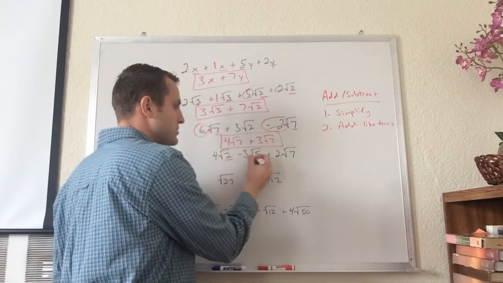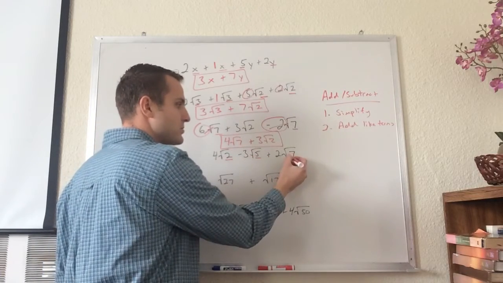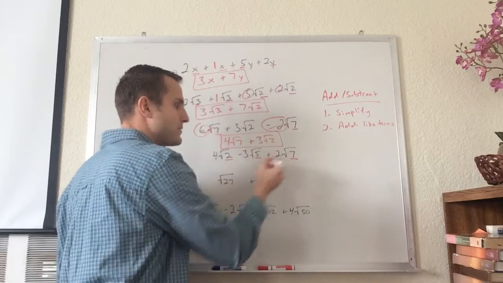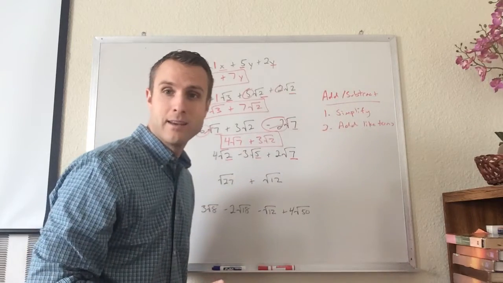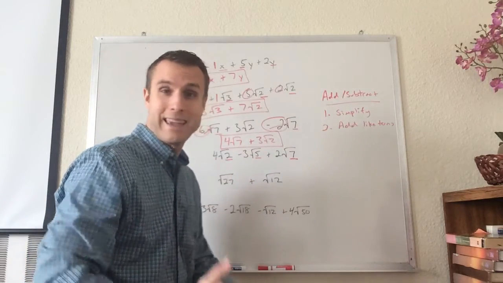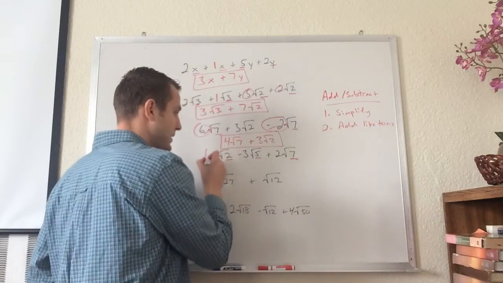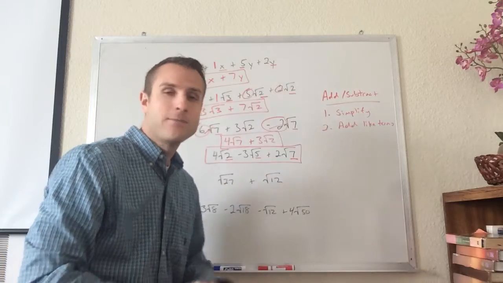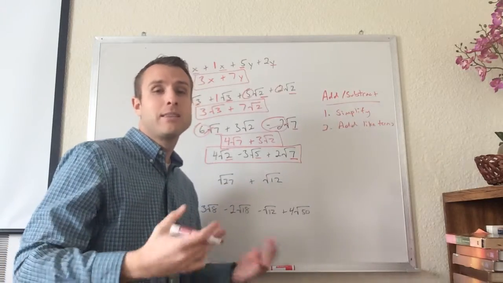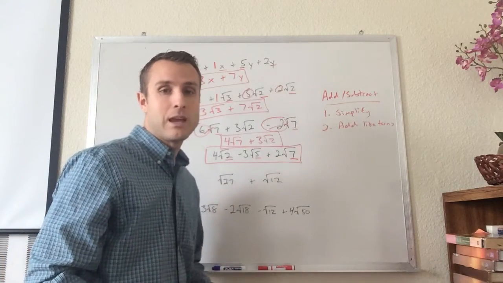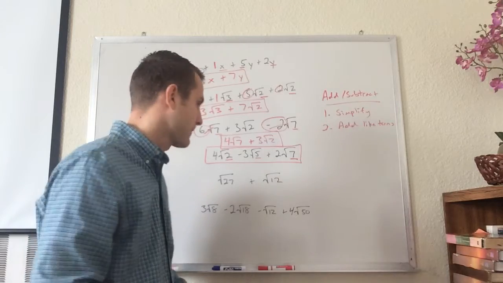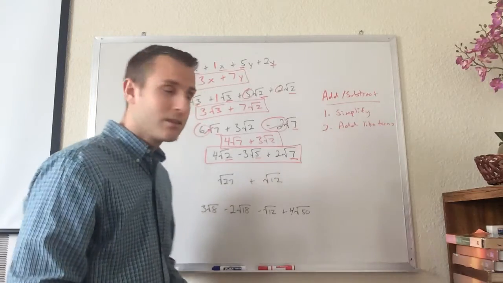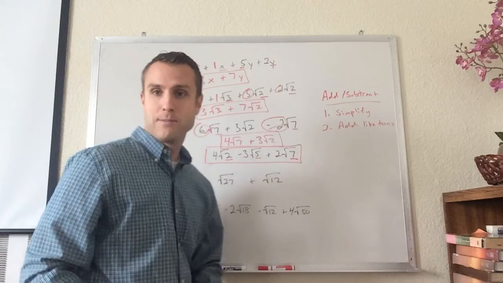Here, square root of 2, square root of 5, not the same. Square root of 2, square root of 7, not the same. Square root of 5, square root of 7, not the same. Guess what? I have no like terms, so I can't add anything. So this is my answer, because I can't add anything. If none of the radicals are the same, then you can't add them, so you can't simplify it anymore. That is your answer.